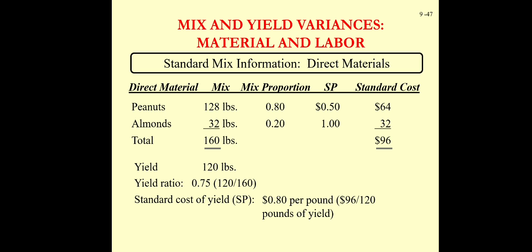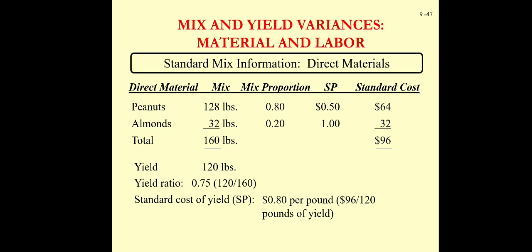Mix of two materials. The total mix is 160 lbs, but from that only 120 lbs is useful, which is the output of the process. So the yield ratio is 75%. So the standard cost of yield, or standard price, is equal to 80 cents per pound.